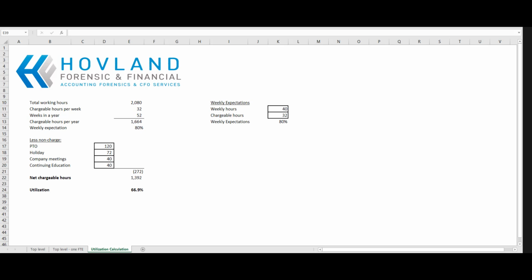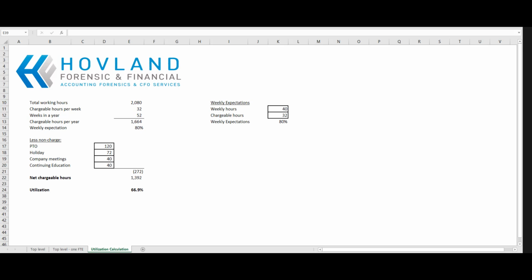So coming down, we now have a total in this situation of 272 hours of that employee's time that they're not going to be able to charge to a client because they're either on vacation, holiday, company meeting, what have you. They're not able to charge time.